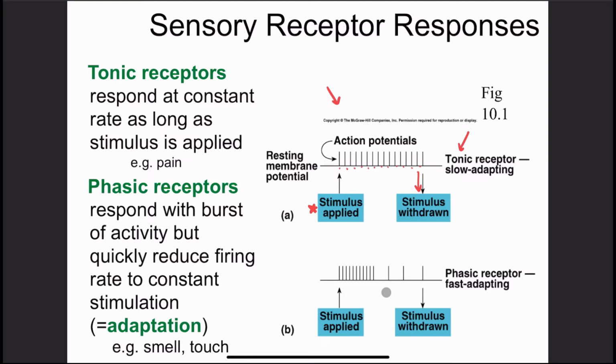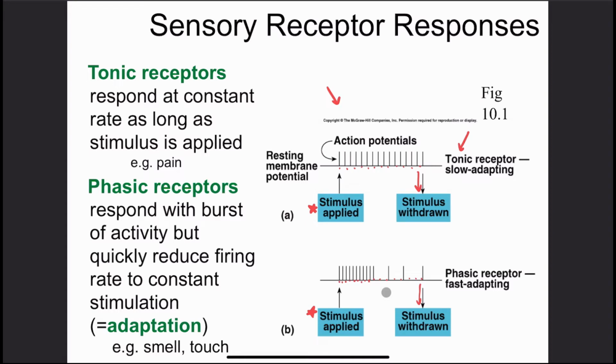The second type here are phasic receptors, and these are considered adapting. They adapt quickly. Say, for example, a stimulus is applied here and these action potentials are occurring. Notice the stimulus is still applied, but the action potentials actually start to slow down. Then when the stimulus is withdrawn, it will stop. This is adaptation to the stimulus that is being presented to the body.